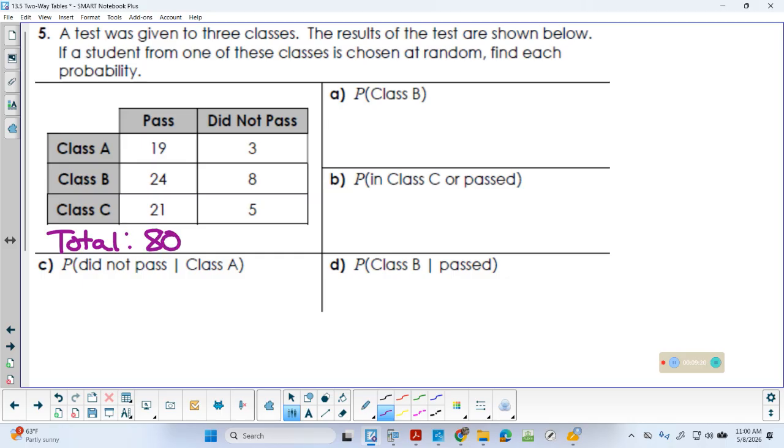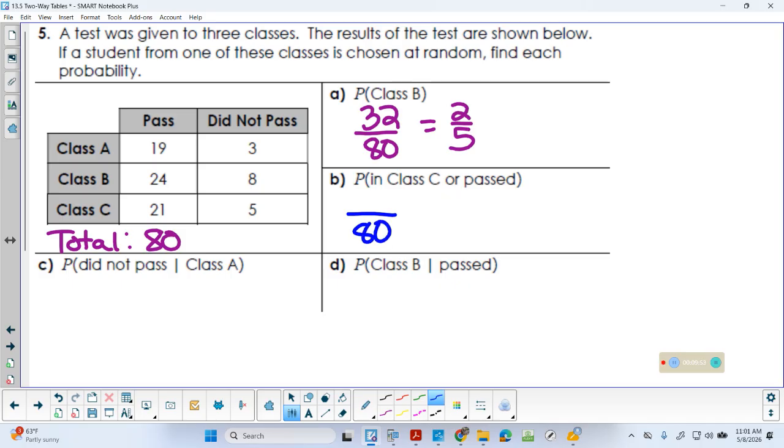Okay, so first one. Probability class B. Now, I see no crazy conditional on it, so I know it's a single fraction. I'm going to be just over 80. Okay, now in class B, let's total up how many kids are in class B. 32, 24 plus 8. Does 32 over 80 simplify? Of course, right? 2 over 5. Okay, now I like this one. I don't see the conditional, so I know it's a nice, easy little fraction, just over 80.